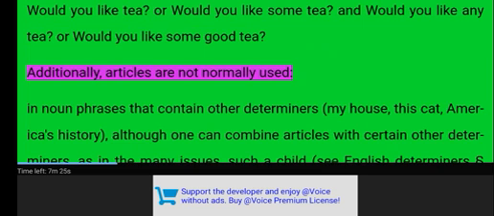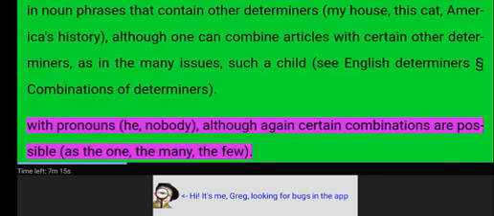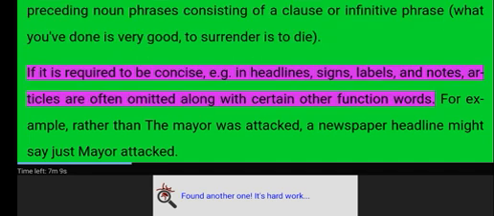Additionally, articles are not normally used in noun phrases that contain other determiners: "my house," "this cat," "America's history," although one can combine articles with certain other determiners, as in "the many issues," "such a child" (see the English determiners section on combinations of determiners). Nor are they used with pronouns: "he," "nobody," although again certain combinations are possible, as "the one," "the many," "the few." Nor before noun phrases consisting of a clause or infinitive phrase: "What you have done is very good," "To surrender is to die."